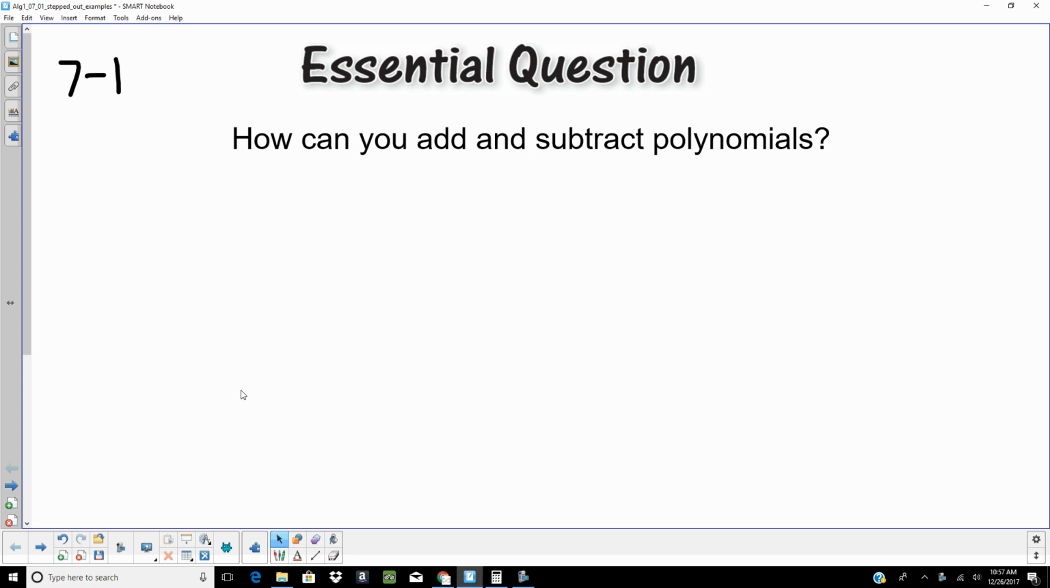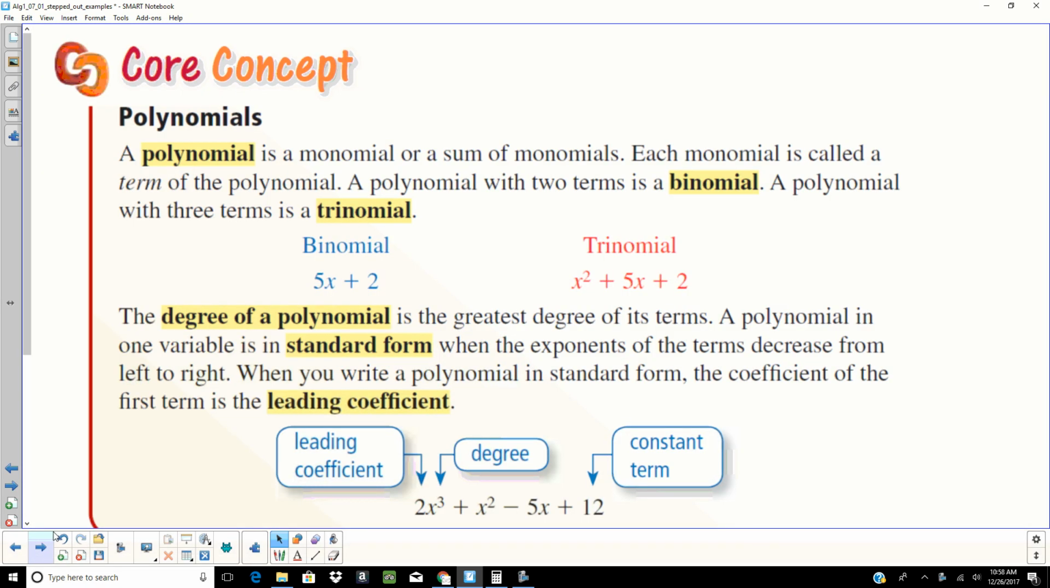All right, good morning. It is chapter 7, section 1 today, and we're going to be adding and subtracting polynomials. So let's talk about what a polynomial is. A couple different names for them. If it has two terms, it's a binomial. Three terms, it's a trinomial.